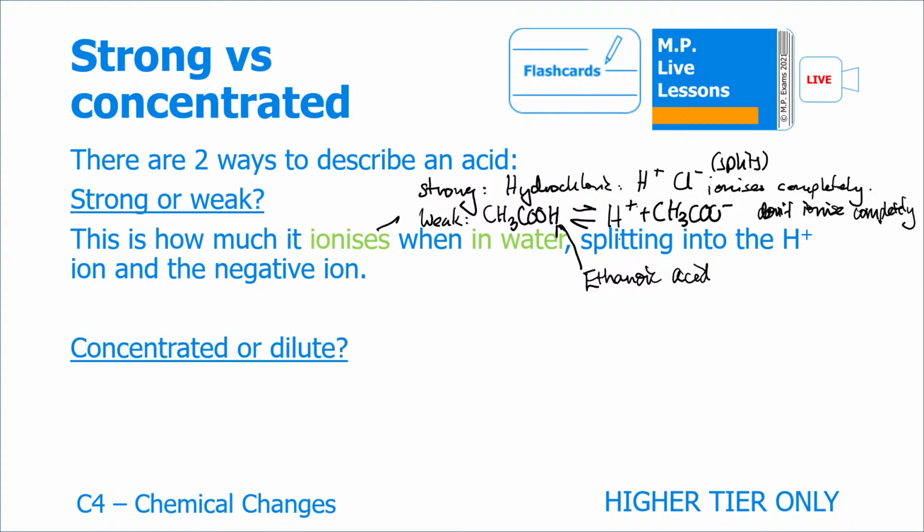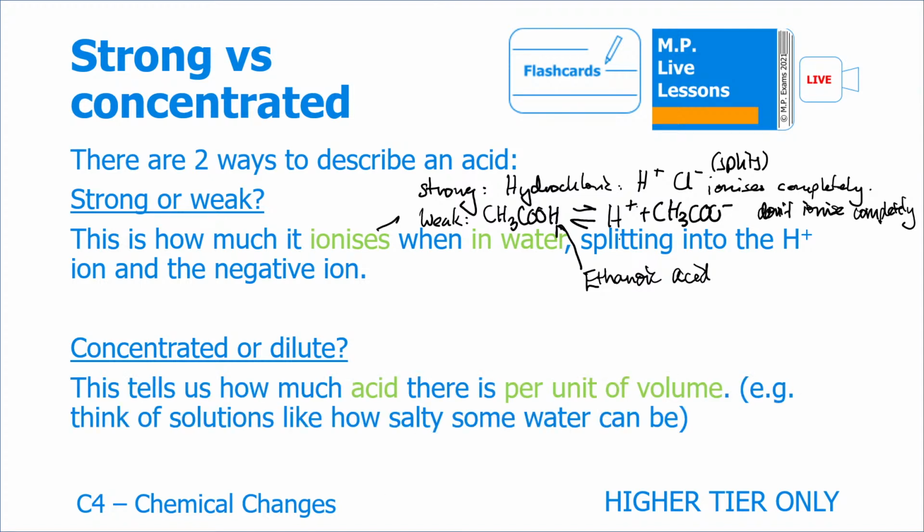Lastly, if it's concentrated or dilute. This tells us how much of the acid there is per unit of volume. For example, think about how salty some solutions can be. And usually you'll have the acid measured in moles, and then per unit of volume is usually cubic decimeters.